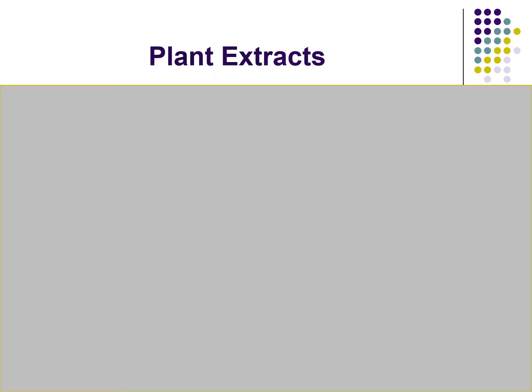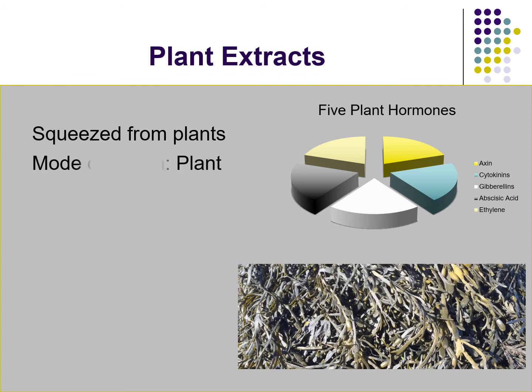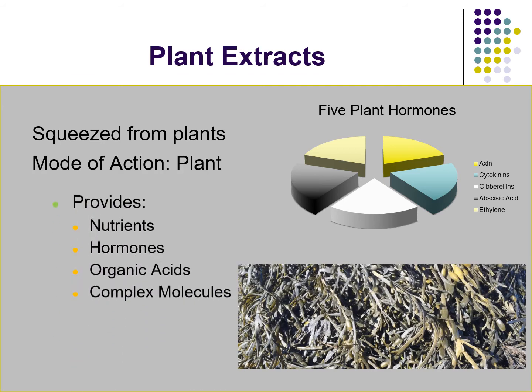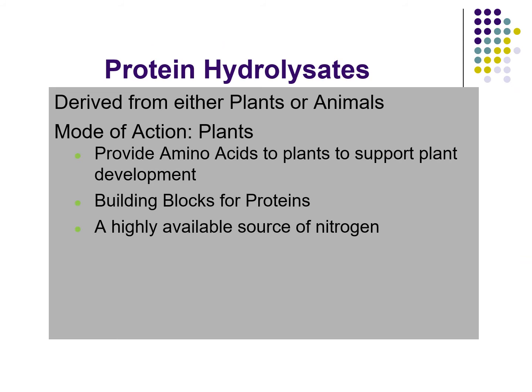Plant extracts, primarily seaweeds, act on the plant. Seaweeds contain a mixture of nutrients, hormones, organic acids, and other complex molecules. Application of the seaweeds can alter the hormonal balance of the plants in order to get more desired growth impacts. That means that they contain different balances of auxins, cytokinins, and gibberellic acid, among others.